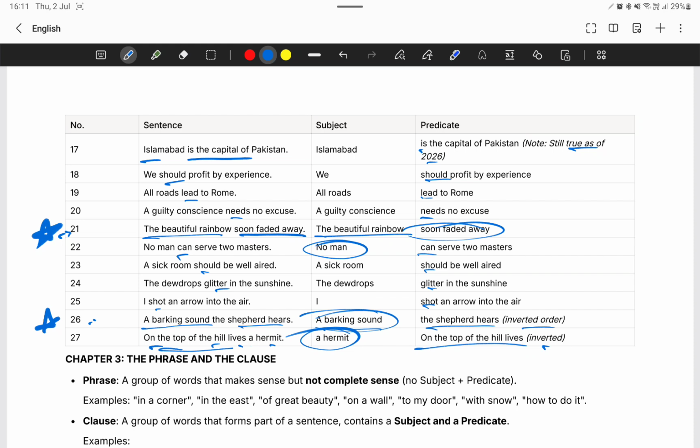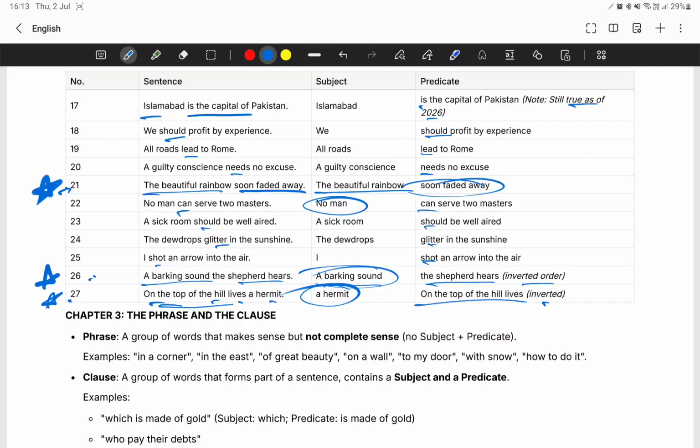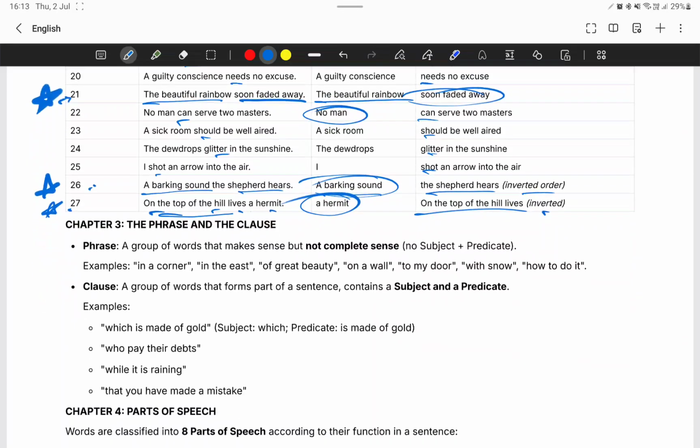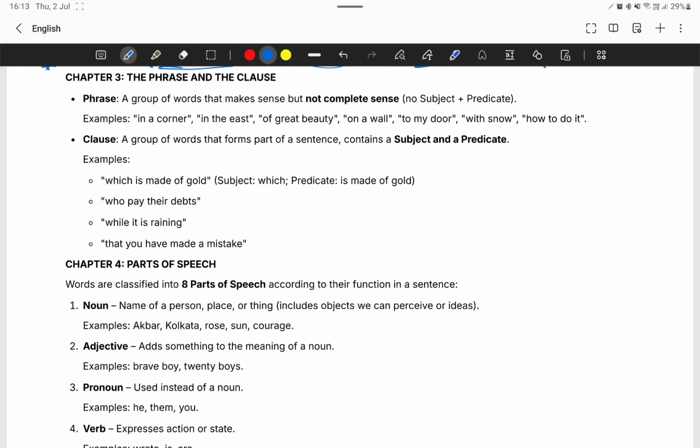So this is also important. We're going to look at this. Now we're going to look at chapter 3, the phrase and the clause. That's chapter 3. Phrase is just a group of words.